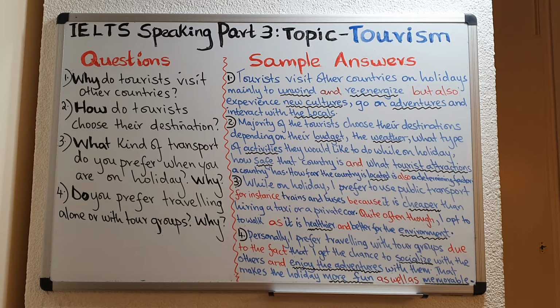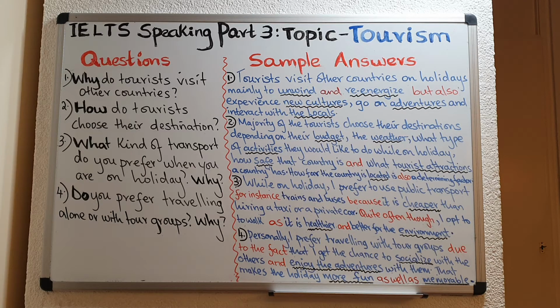But also to experience new cultures. For example, personally, when I visit a country as a tourist, I like to experience new cultures, go on adventures, and interact with the locals. Locals means the natives, the people who live in that country. So in that answer, we have 5 reasons as to why tourists visit other countries.